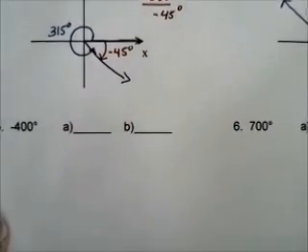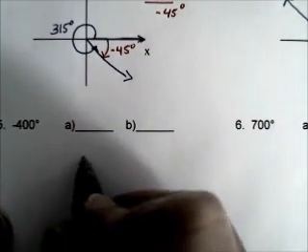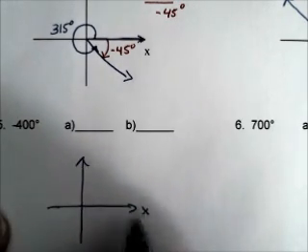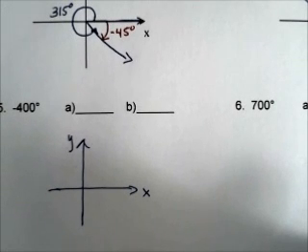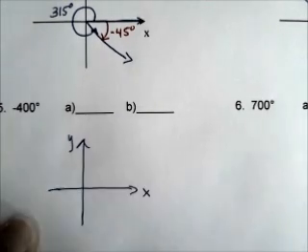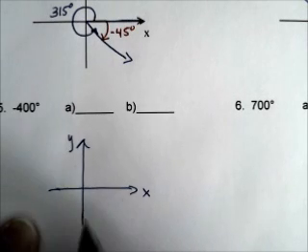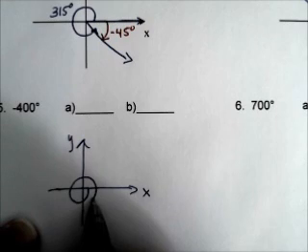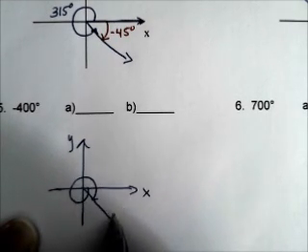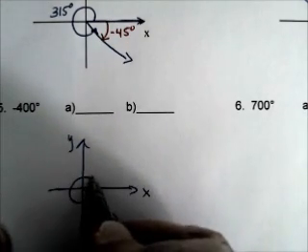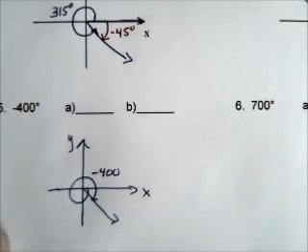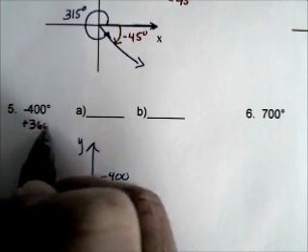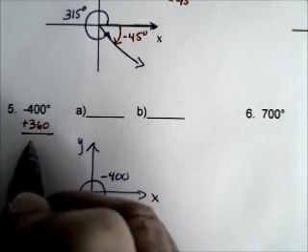Next, negative 400 degrees. All right, let's just quickly draw an x and y axis. It doesn't need to be provided for you. Make sure we label them. Negative 400, that's going to be negative 360 and then negative 40 more. There we go. Coterminal to that, I'm going to add 360. That'd be negative 40.